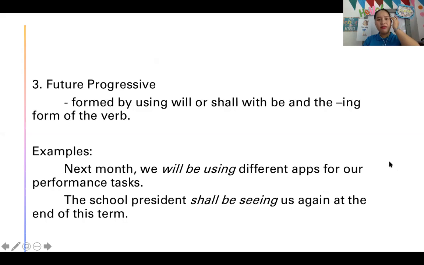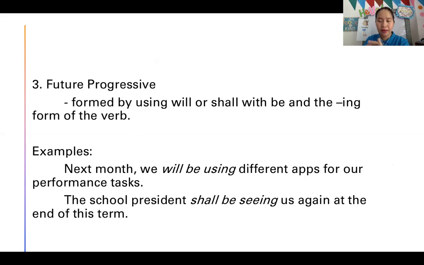Future progressive means it will happen in the future. So you have to look for signs or clues that the sentence is going to happen in the future. It has not happened yet. Okay? So it is formed by using will or shall with be and the ing form of the verb. So will be and shall be plus ing form of the verb. Example. Next month, we will be using different apps for our performance task. So will, shall, or be cannot be left out.